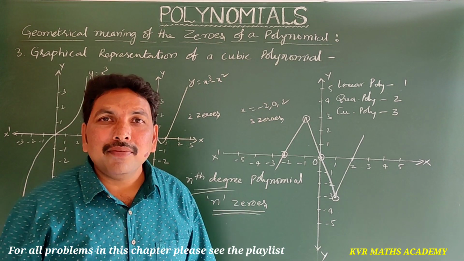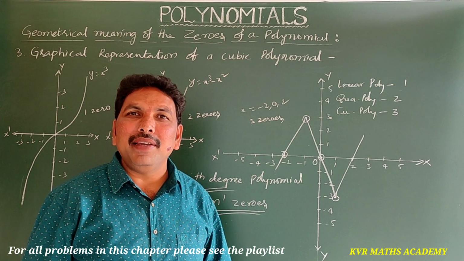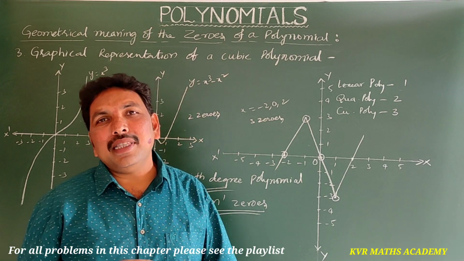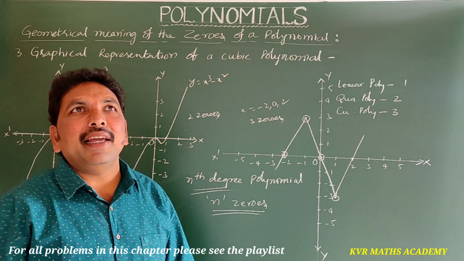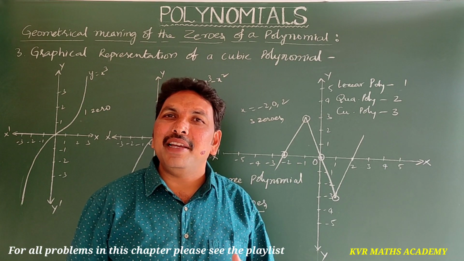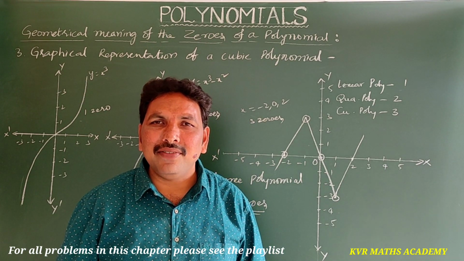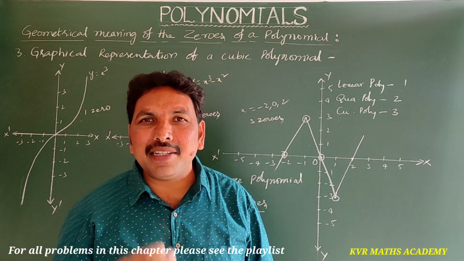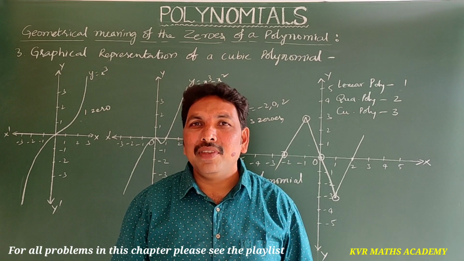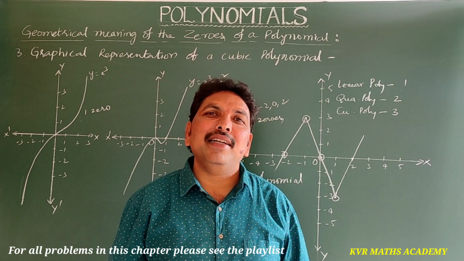Understood? So suppose the degree of a polynomial is 10, then how many zeros will be there? Yes, exactly 10 zeros. Right? Suppose a 50th degree polynomial is there. How many zeros will be there? Yes, exactly 50 zeros. Understood clearly? I hope you understand clearly about this graphical representation of polynomials. Next video onwards, I'll explain the problems in the exercises.